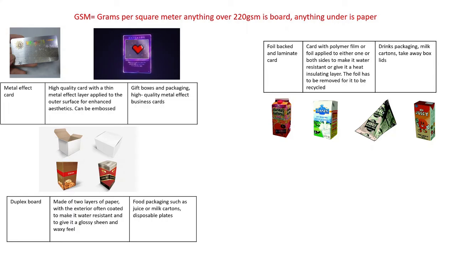So a couple of overlaps with duplex board and foil back card in terms of drinks packaging and that type of thing. The more common one will be foil backed and laminated card for your orange juice, your apple juice sort of cartons, those types of things.